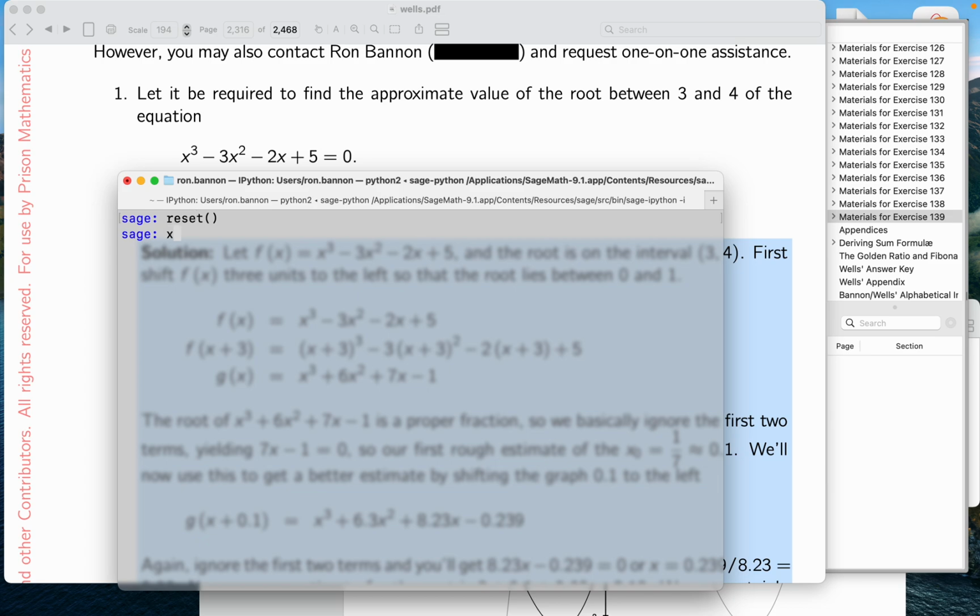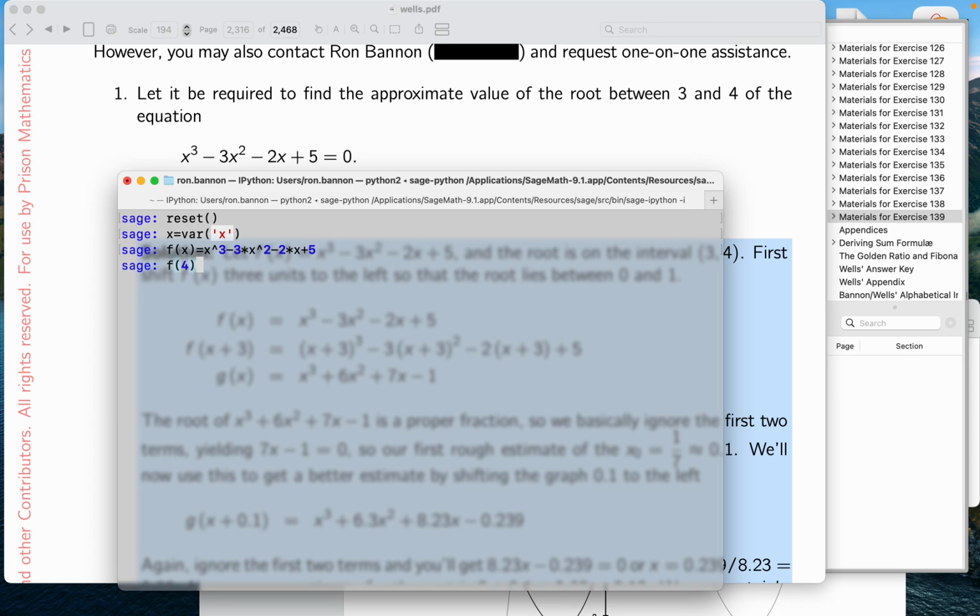So I'm going to say x is a variable. And again, I'm using a machine to check it out. And I'm going to say f is a function of x, and it's x cubed minus 3 star x squared minus 2 star x plus 5. And what I want to show, if there's a root between 3 and 4 and it's a polynomial, is that f of 4 is greater than 0.